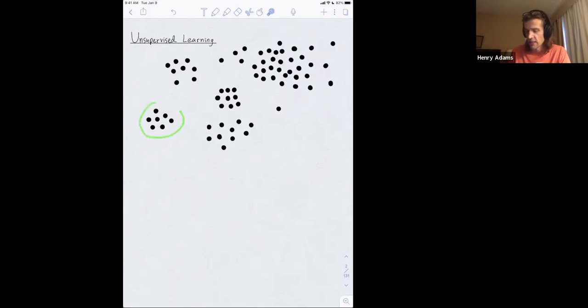Maybe you say these data points over here seem to have a lot in common with each other. And perhaps you group these data points together over here. And then you group here and here. So this is clustering. I'm grouping my data set into partitions where data points in the same partition are more similar than data points in different partitions. And that's just one unsupervised task that you might do on data points.